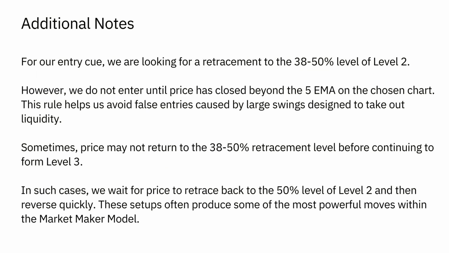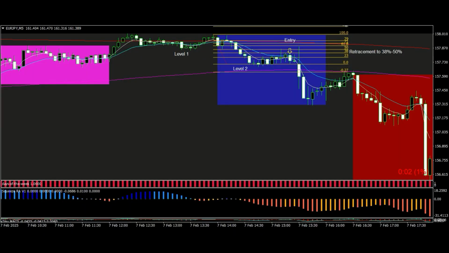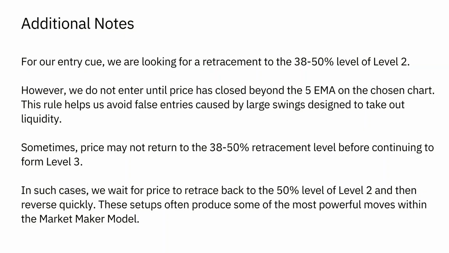Additional notes. For our entry cue, we're looking for a retracement to the 38 to 50% level of level 2. However, we do not enter until price has closed beyond the 5 EMA on the chosen chart. This rule helps us avoid false entries caused by large swings designed to take out liquidity.